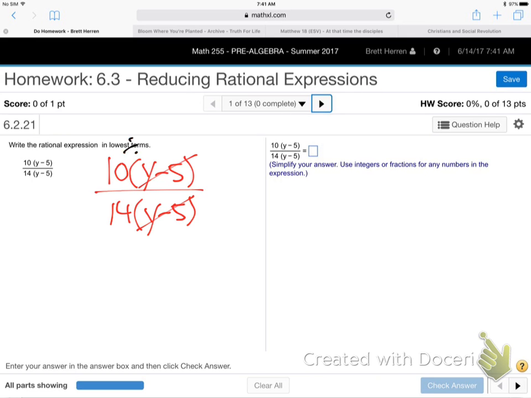So just divide by 2. Divide by 2 would be what? 5 sevenths, and we're done.